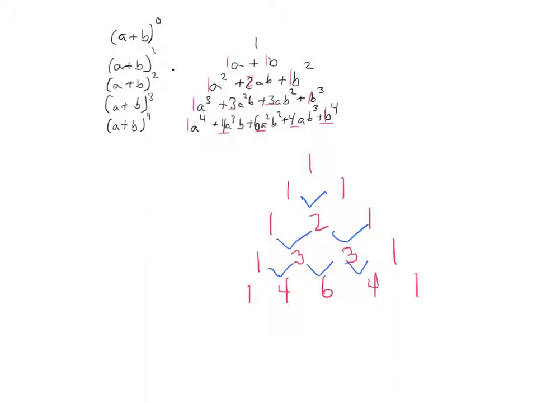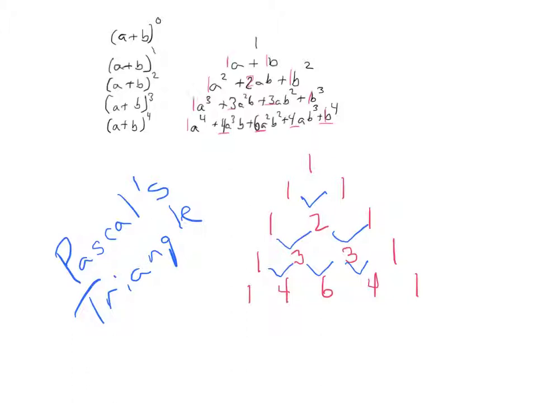Now, I would love to take credit for this, but this was discovered long ago by a mathematician named Pascal. And we call this Pascal's triangle. It is a nice trick or a method for doing binomial expansion. So let's do an example. Let's try a big one, like a plus b to the 7th power. We'll go to a new slide.